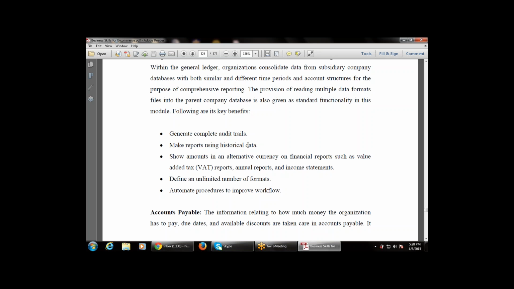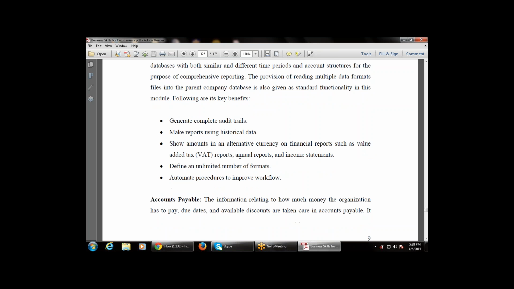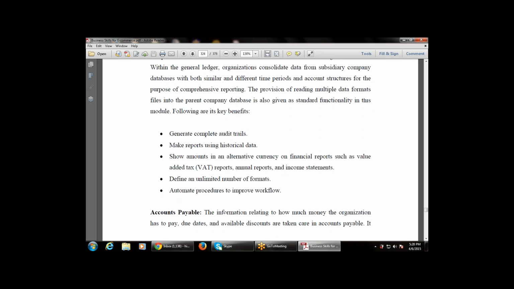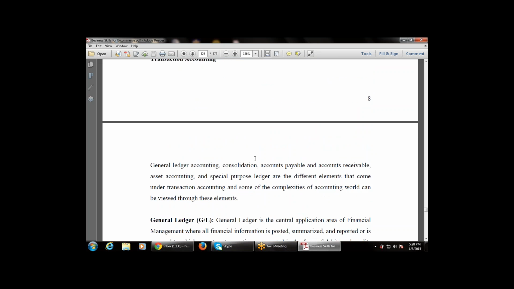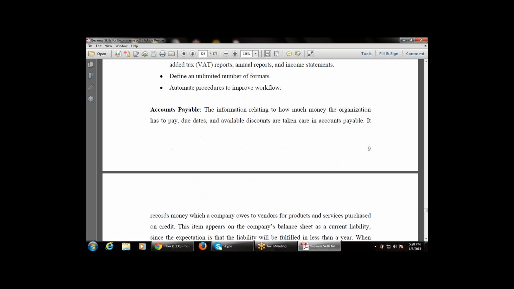Now let's see what accounts payable is. So the general ledger is over, that is a part of the accounting system, that is a part of transaction accounting. Now next is accounts payable, the information that is related to how much money the organization has to pay. As the name suggests, accounts payable.